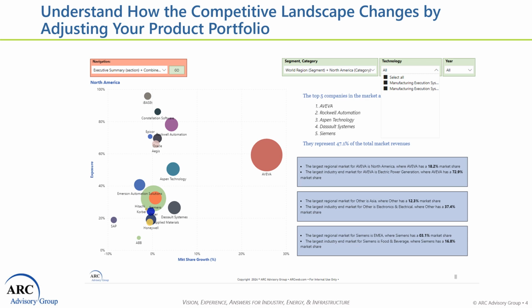ARC enhances its competitive analysis service by allowing clients to simulate different market scenarios to assess changes in the competitive environment. Users can dynamically modify market parameters, such as regional, sectoral, and technological coverage, to visualize potential impacts on their business strategies. This interactive tool aids in proactive strategic planning and decision-making by providing real-time insights into the competitive dynamics.